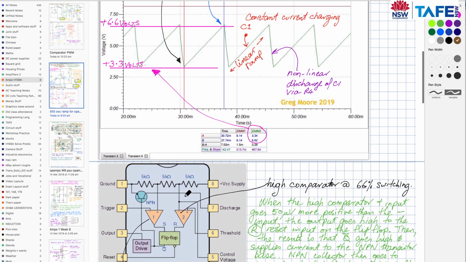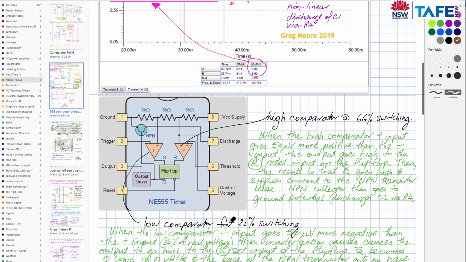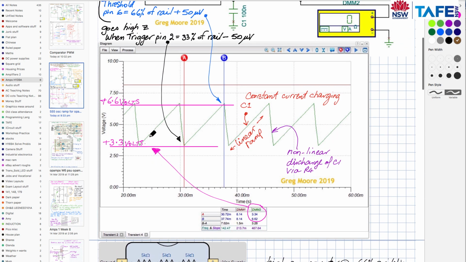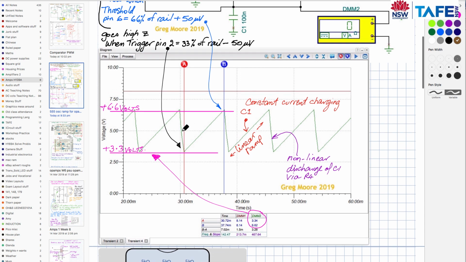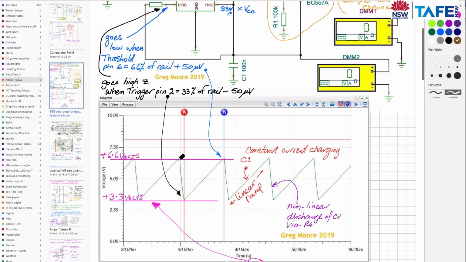And that will continue to discharge until the other comparator, comparator number 1, which switches at 33%, again sees its negative input because of pin 2 drop 50 microvolts below 33% of the rail supply, and then that will turn off the transistor, which causes the capacitor to start charging again. Now, we said that we had a beautiful linear voltage rise here because of the constant current source going into the capacitor. But what's happening when the capacitor discharges? I don't know if you can see clearly on this graph, but that is curved.